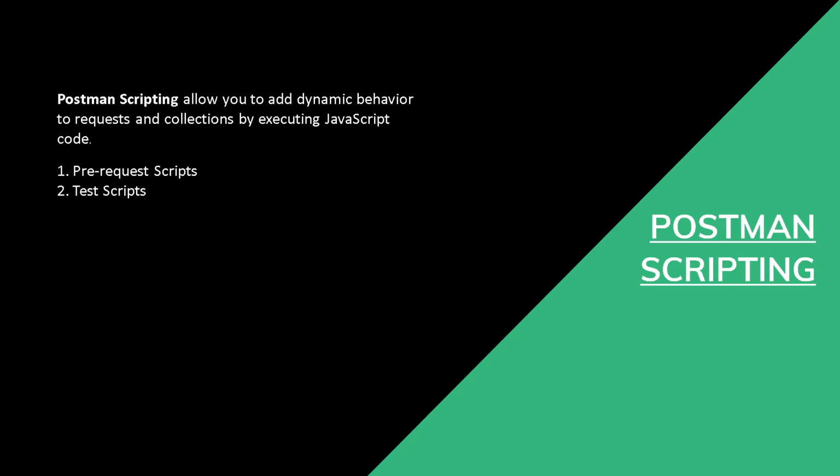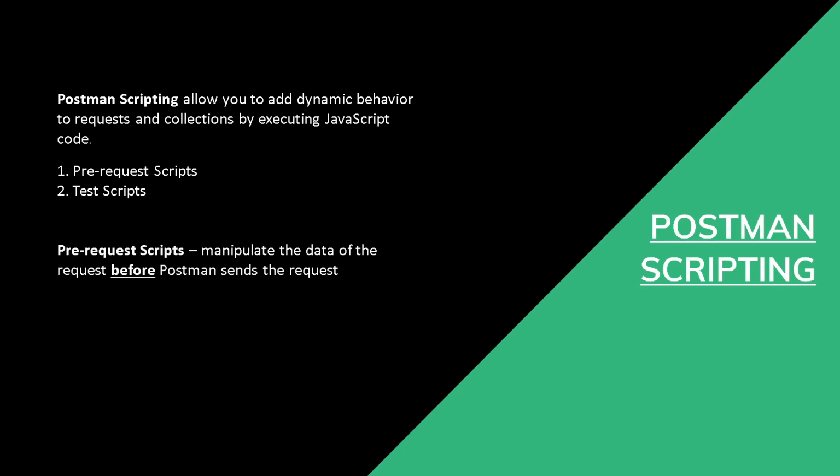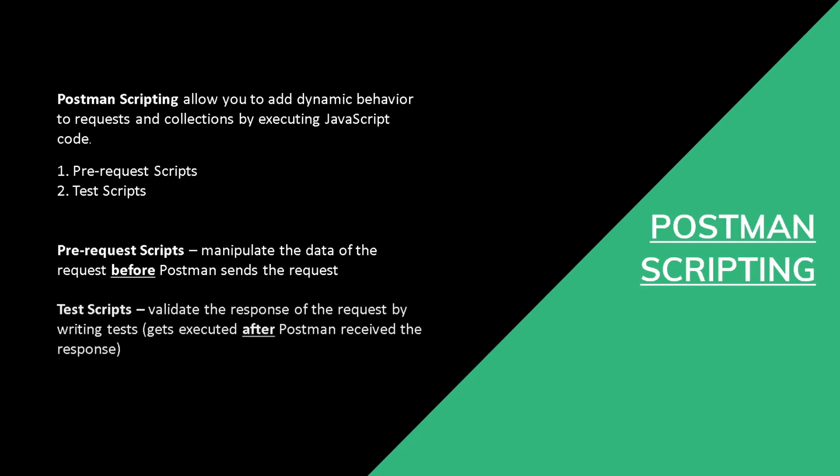So the way the pre-request script works is you manipulate the data of the request before Postman sends the request. And for your test script, you're validating the response of the request by writing tests, and this gets executed after Postman receives the response. So the key thing to remember here is for pre-request, you are manipulating the data before Postman sends the request. So this is basically before you hit that send button on Postman. And for your test script, this is happening after you get the response back. So you have hit the send button, you got the response back, and after that, it's actually validating the response.